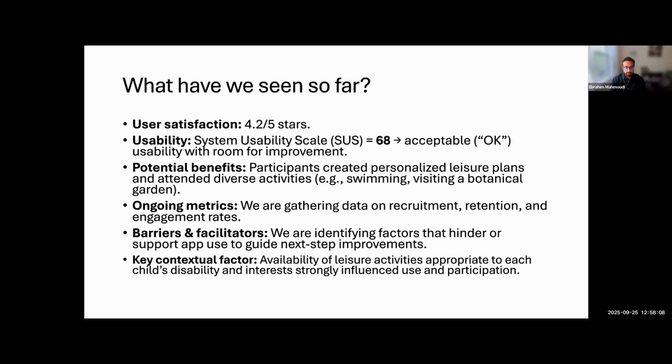I also want to highlight the importance of the contextual factor. We have seen in this pilot study that contextual factors are important, such as availability of leisure activities appropriate to each child's disability. As an example, one parent in PEI really loved using the app, but because she couldn't find a leisure activity appropriate to her child's abilities, she couldn't use the app further. So this shows the importance of contextual factors like availability of leisure activities, and also for us to advocate for building a more inclusive community for all children so they can play.